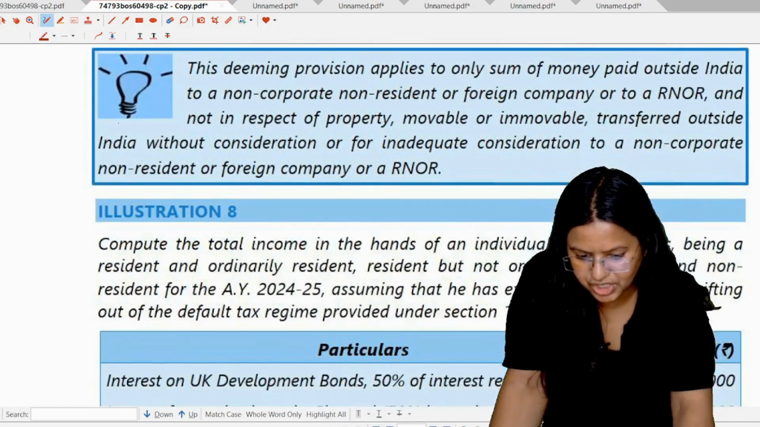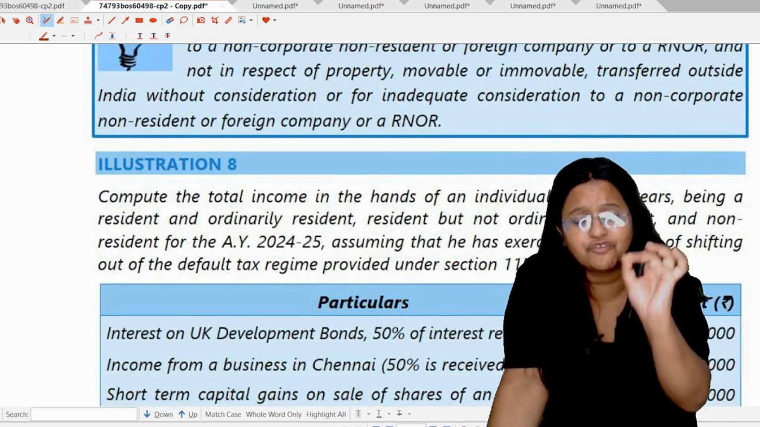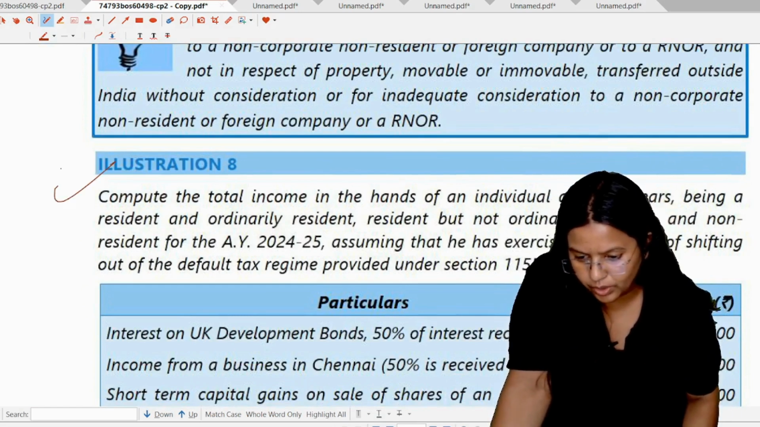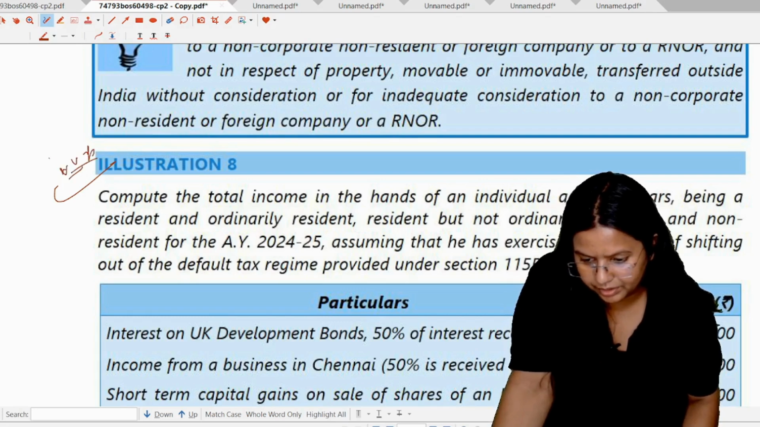Next is illustration number 8. Again, this is a very, very important illustration. Please consider it very carefully. Okay, write it down, very important.